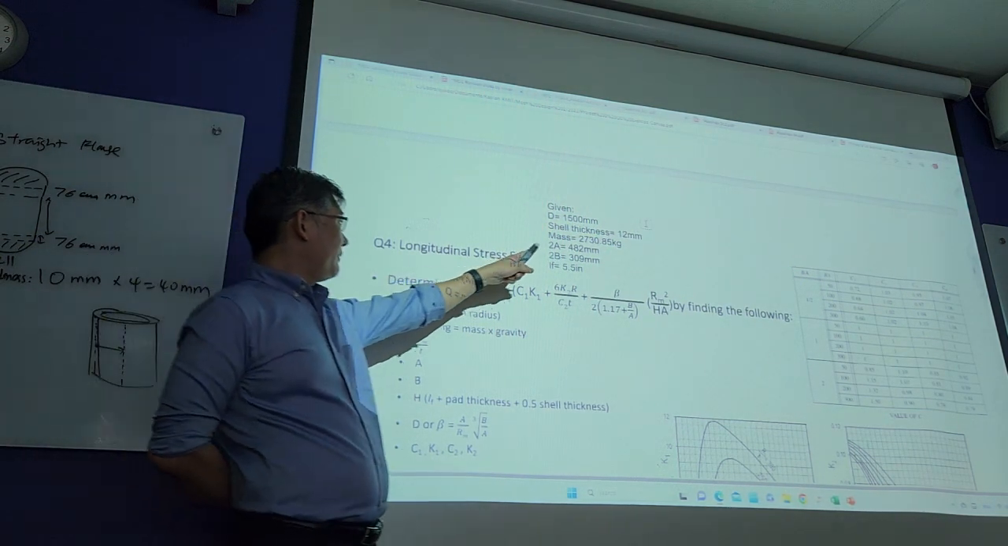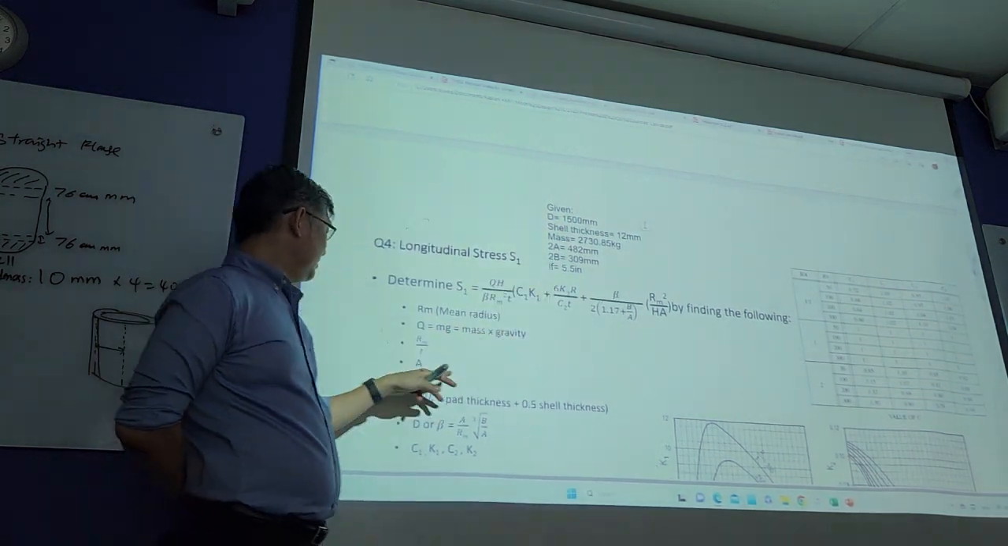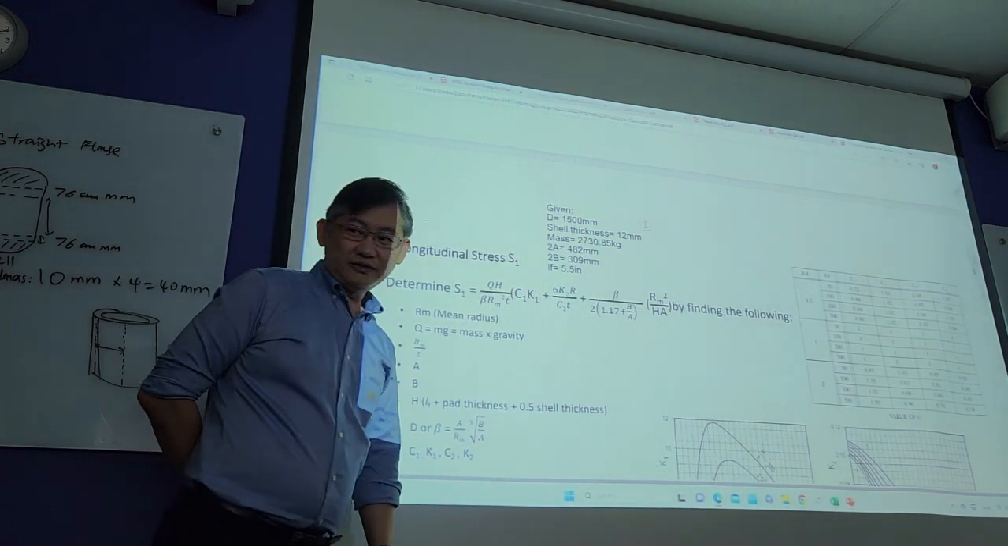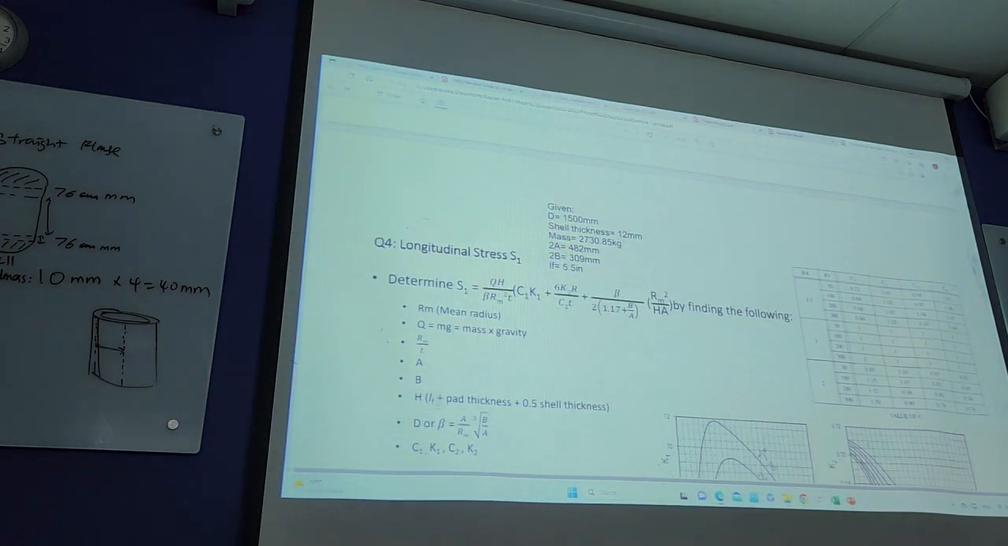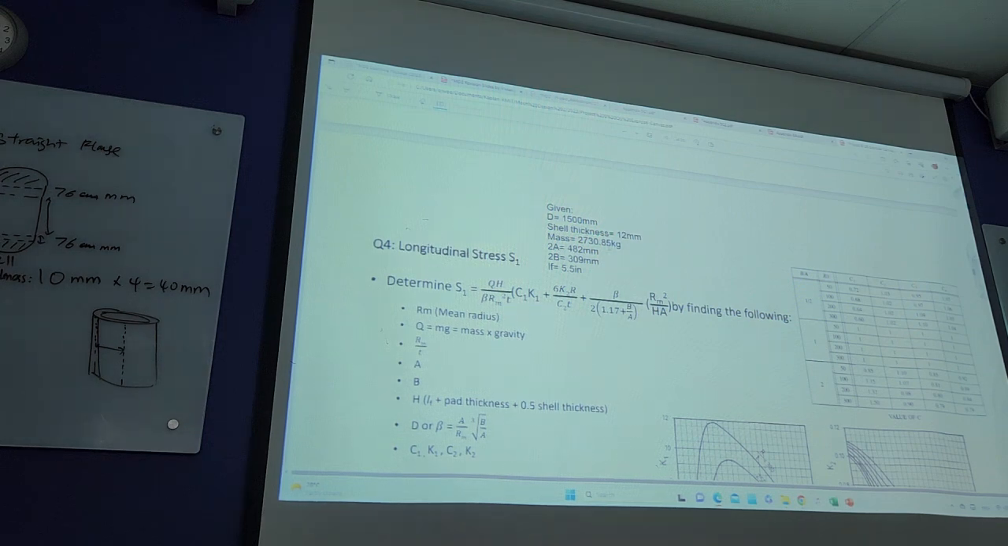2A is 482 mm, so you know how to find the A value. 2B is 309 mm, so you know how to find B. H is actually from the table. This H is from the table: LF over here plus pad thickness plus 0.5 shell thickness. The pad thickness is similar to the shell thickness, plus half of it.